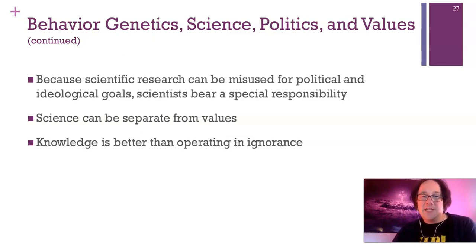Like I said before, because scientific research can be misused for political and ideological goals, scientists have a special responsibility. We should be cognizant of how our results and our research might be used. But science can be separate from values, that's for sure. Should we not study something because it might have a negative effect on a group, or it might lead to something negative happening in society? Should we stifle the pursuit of knowledge? I don't know. I don't know, right?